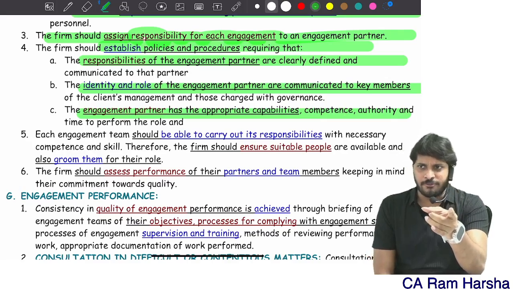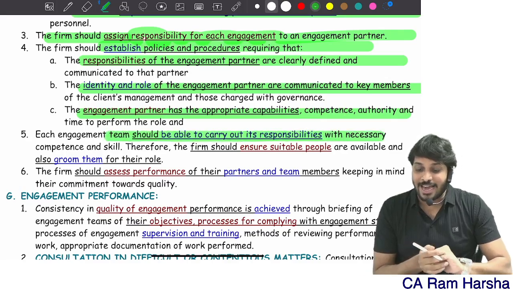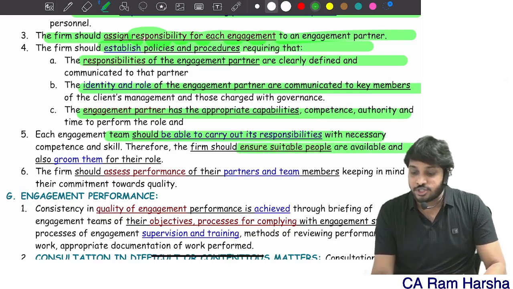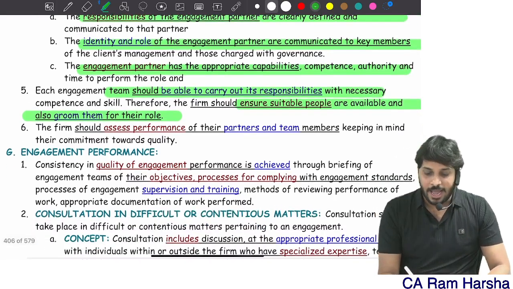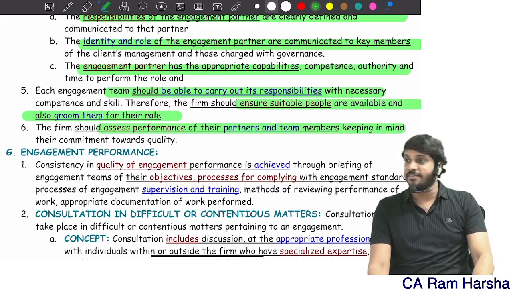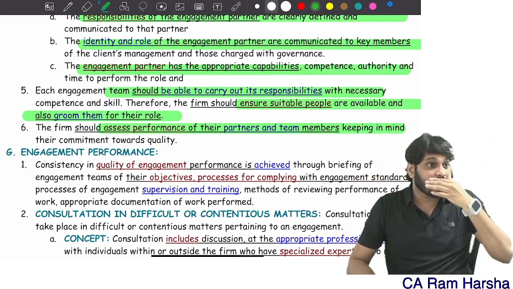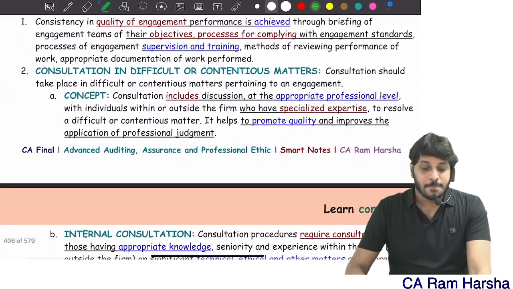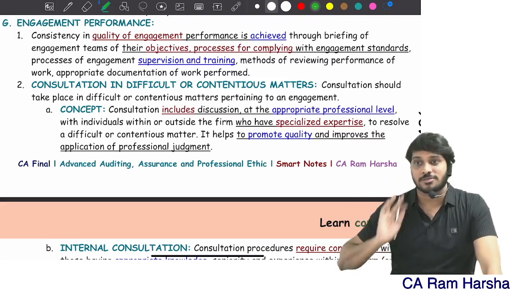For so and so type of audit, which partner is suitable? The engagement team should be able to carry out its responsibilities with necessary skills and competence. The firm should ensure suitable people are available and groom their skills accordingly. And the firm should assess the performance of partners and team members, keeping in mind their commitment towards quality. These are all various things HR policy should address. Easy? Then another lengthy and important one is engagement performance.